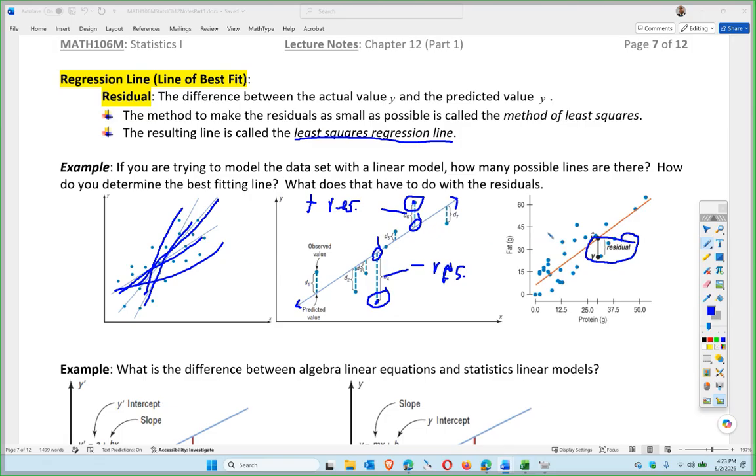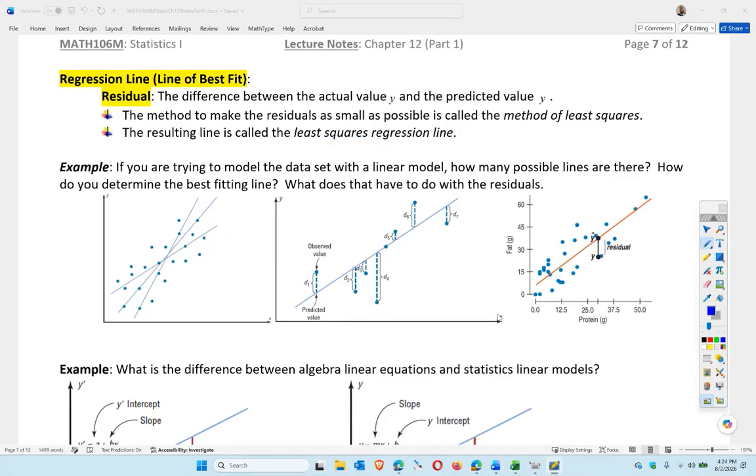As you move the line, if I move this line down, it would decrease this residual. But it would increase this residual here. So depending on how you move the line, it's going to give you more positive or more negative residual for each one of the coordinates. So the least squares regression method gives you the best line based on all of the residuals, essentially.